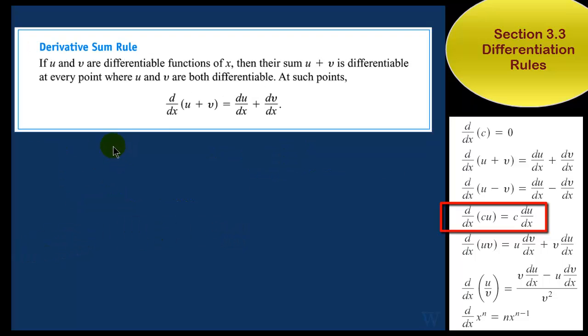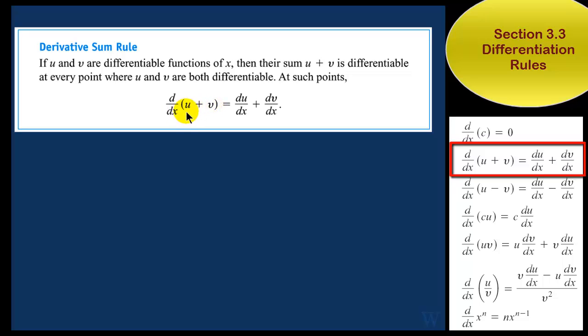forth. Derivative sum rule. If I have two functions u and v, and they are both differentiable, then the derivative of their sum can be differentiated by taking the derivative of each of the functions. So the derivative of u plus v with respect to x is equal to the derivative of u plus the derivative of v, both with respect to x.